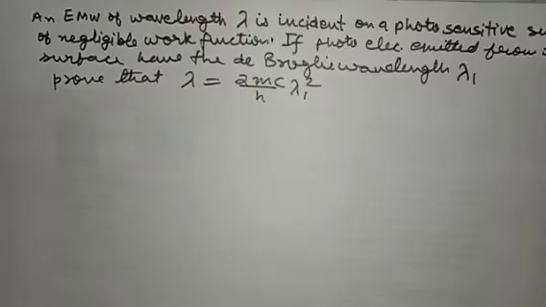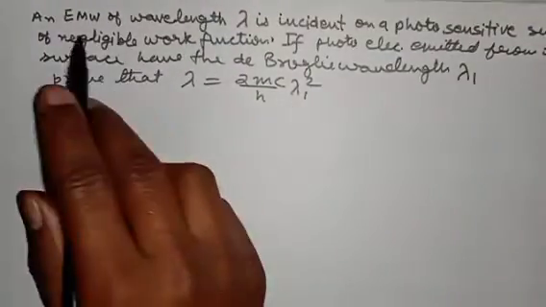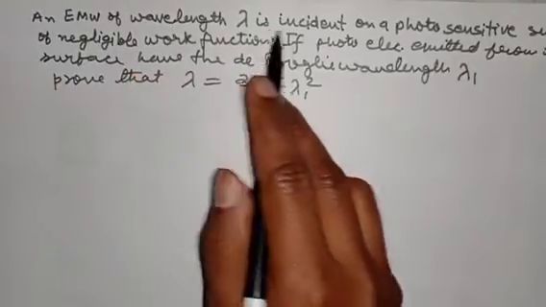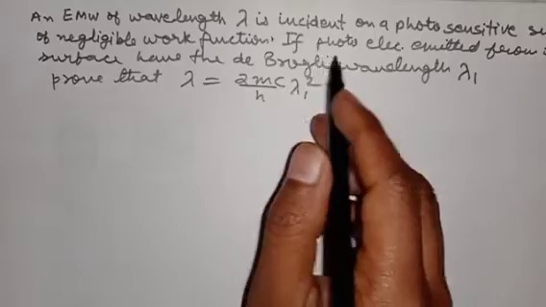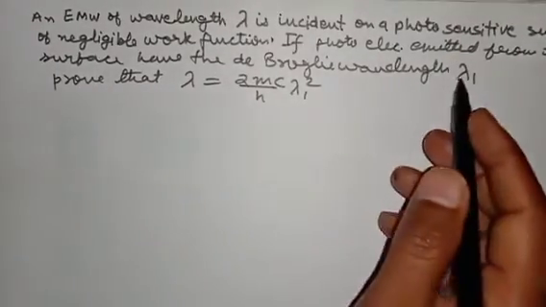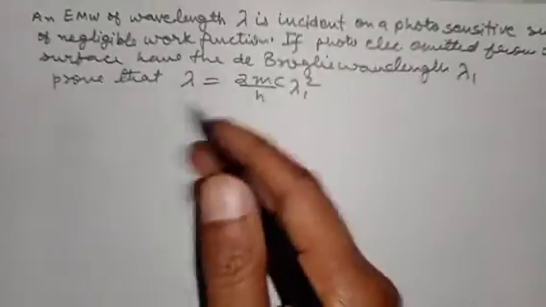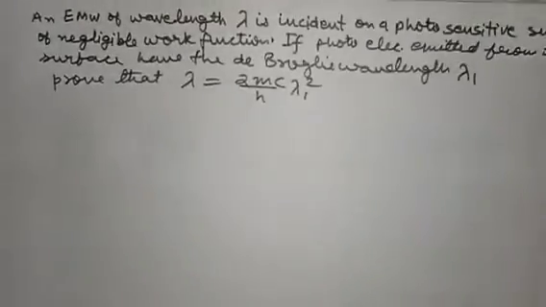So this question: an electromagnetic wave of wavelength lambda is incident on a photosensitive surface of negligible work function. If photoelectrons emitted from this surface have de Broglie wavelength lambda 1, prove that lambda equals 2mc upon h times lambda 1 square. So let's see, can we find this or not.